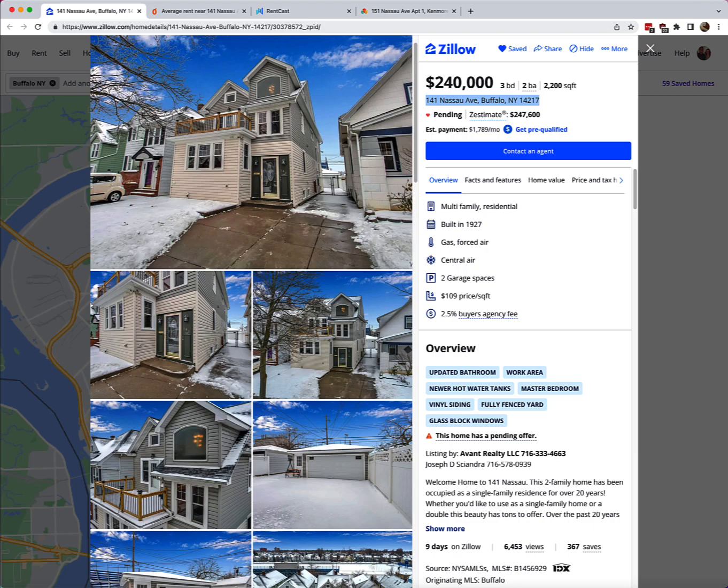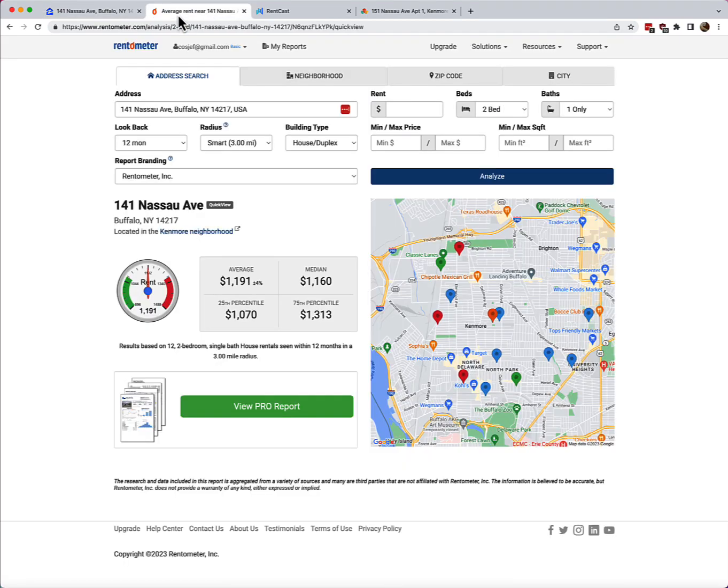So the first tool I always use, and you'll see this recommended a lot, is Rentometer. I plug in the address, which I've already done, the number of beds, 2, and the number of baths, 1 only. I do a look back of 12 months. Now you could do this for shorter periods of time, sometimes 3 months, to get more recent data, but I feel like the data smooths out a little bit over the course of a year. And you'll get a little bit more accurate information, if not the most recent information.